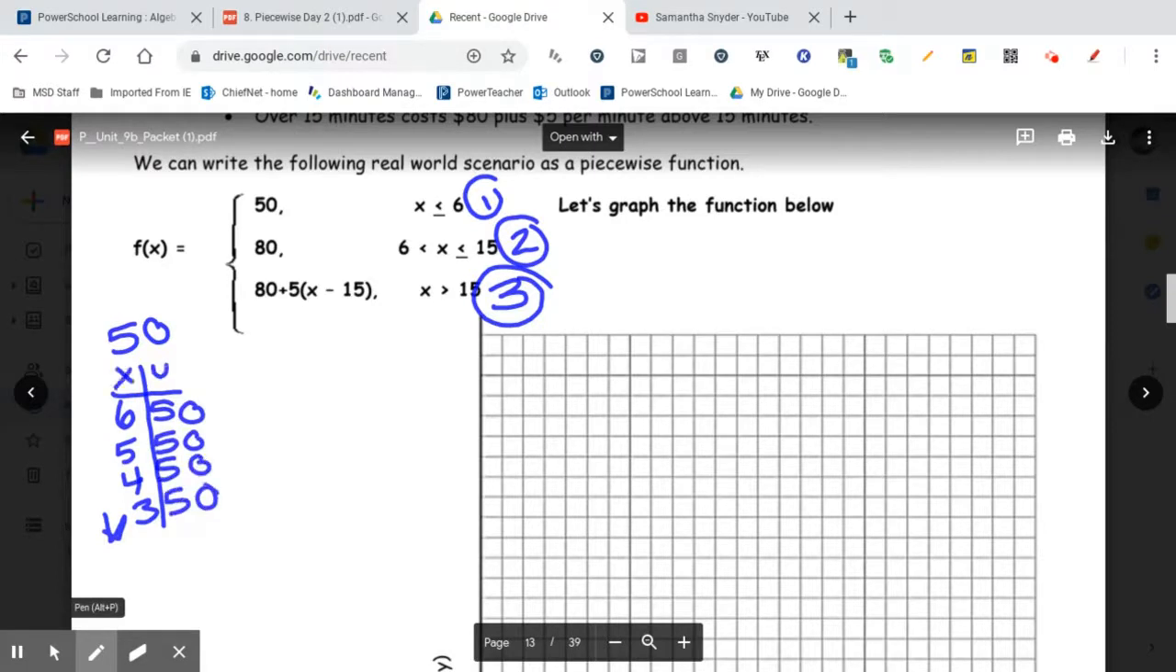And here's your x and y. So that's your first function. Your second function is 80, and it's also extremely similar. So we have x and we have y, and now we're going to be between 6 and 15.